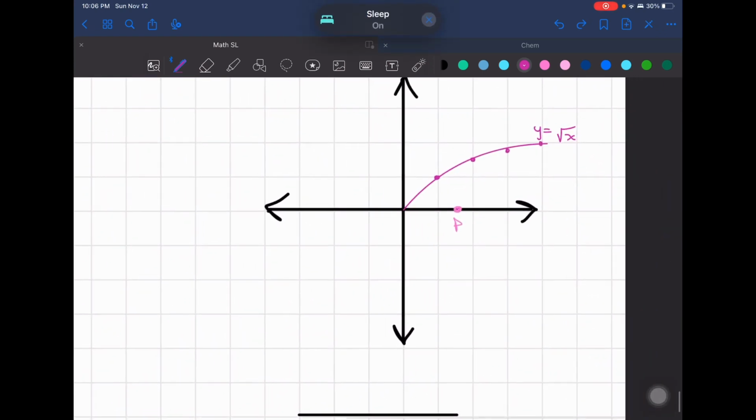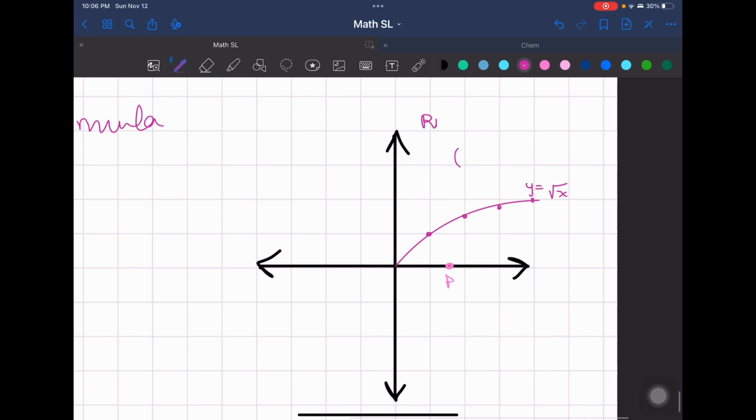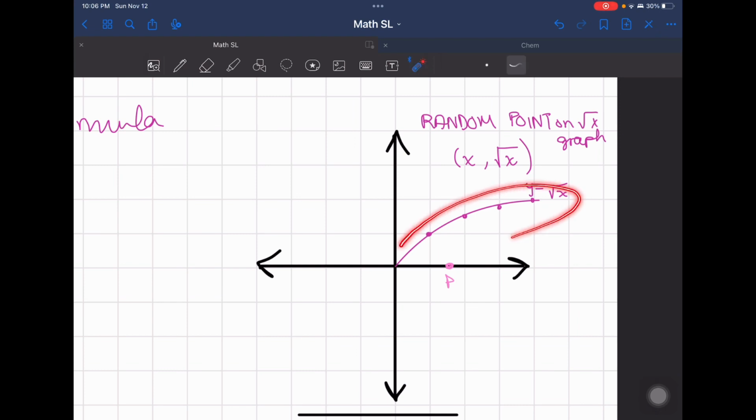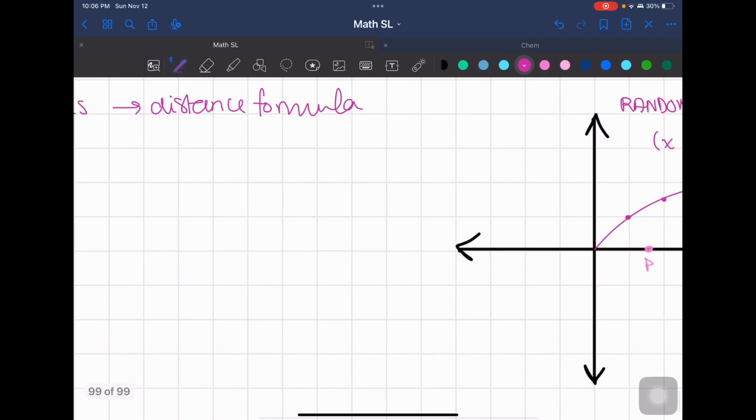So a point on this line is going to have the x-coordinate x. So we're trying to find a random point on the square root of x graph. So it's going to have an x of x, right? And the y is going to be whatever the square root of x is. So the coordinates of this random point are going to be this. And all the points of this graph satisfy these coordinates. So that is why we're using them.